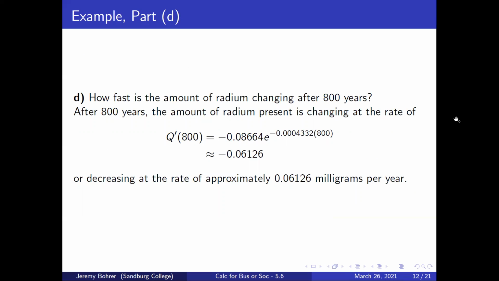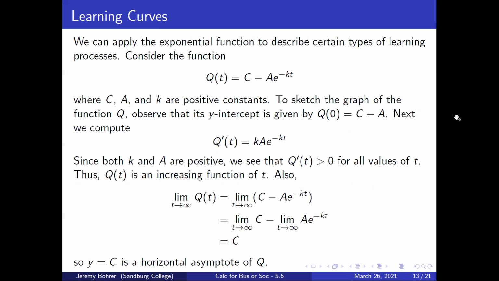Finally, how fast is the amount of radium changing after 800 years? After 800 years, the amount of radium present is changing at the rate of Q prime of 800, which is about negative 0.06126. So it is decreasing at the rate of approximately 0.06126, about 6/100ths of a milligram per year.